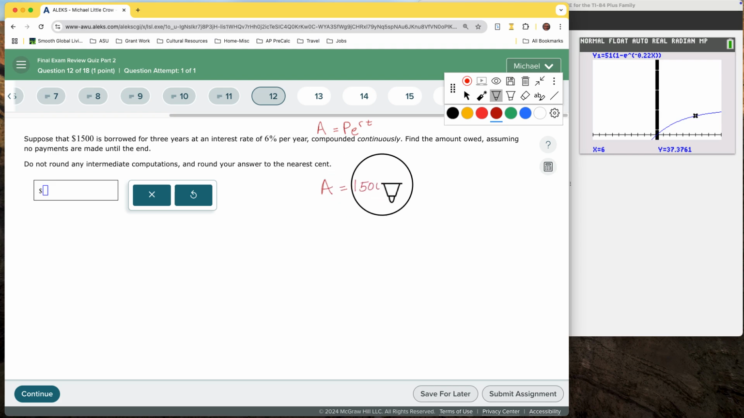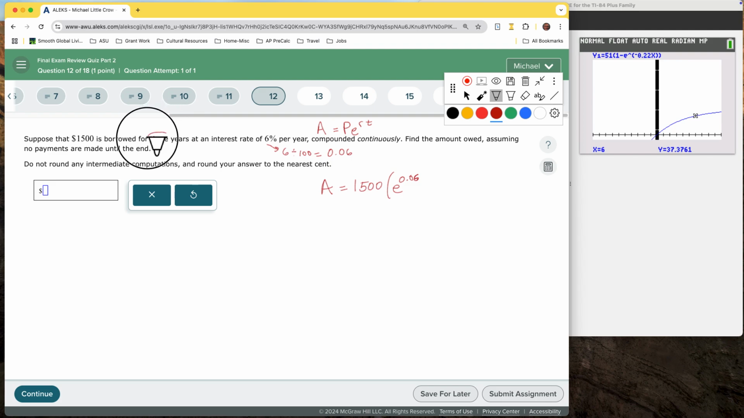Principal is 1,500. E, the rate is 6%, so as a number, the two little zeros on the percent mean to divide by 100. So 6 divided by 100 gives us 0.06. Or just move the decimal place over 2 places, right? That's how we do it, because we're dividing by 100.